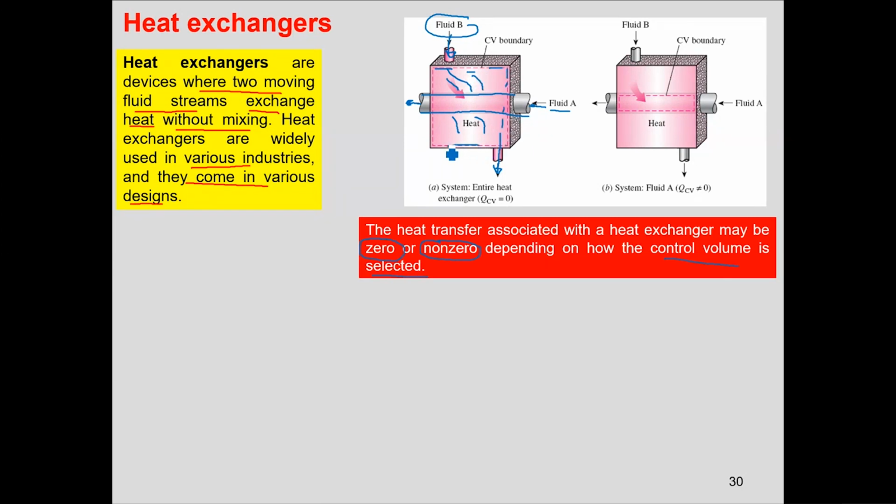Now, there is a heat transfer if this fluid B is hot and fluid A is at a relatively colder temperature. There would be heat transfer from fluid B to fluid A through this pipe. But if you have selected this whole boundary as your control volume, I am showing you in 2D, essentially there is no heat transfer across this boundary. There is no heat flowing out of this boundary, and there is no heat transfer flowing to the inside of this boundary.